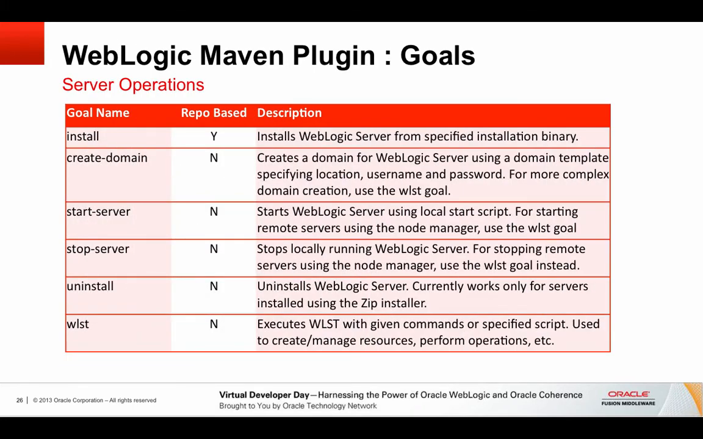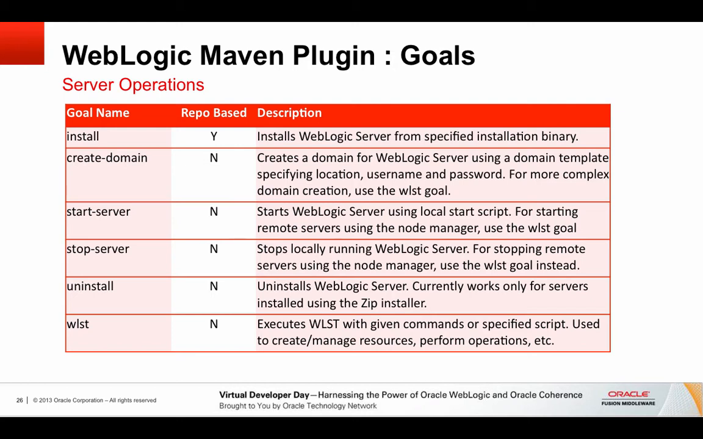The goals we have in specific, to drill down here, I've grouped them into a number of categories. So the first category is a server-based operation. This is where I'm actually going to perform things such as the installation of a WebLogic server from some form of binary distribution, a zip file or the generic jar file. I can create a domain from the plugin.